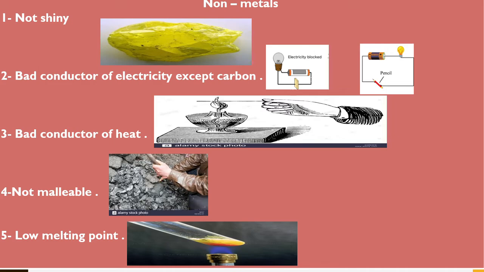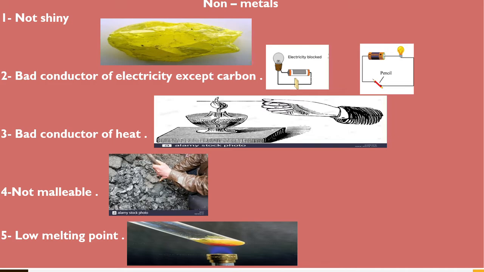Number two, they are bad conductors of electricity. All of them are bad conductors of electricity, like sulfur. If we put sulfur here, it will not light the lamp, except carbon. The carbon is found in the coal and in your pencil. Your pencil contains graphite, which is a form of carbon. So when we put the pencil that contains graphite, it will light the lamp, because carbon is the only non-metal that is a good conductor of electricity.